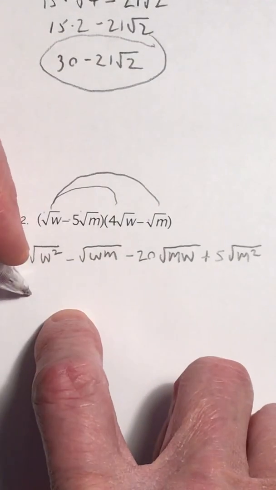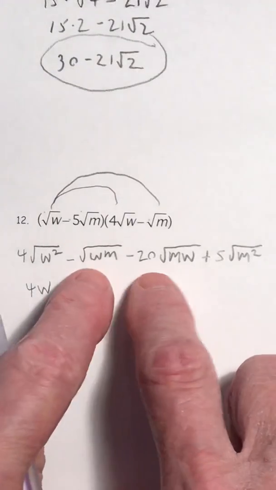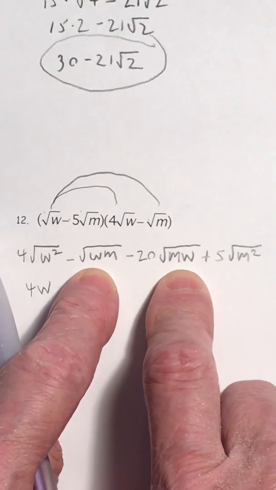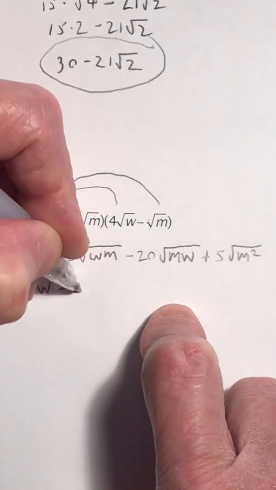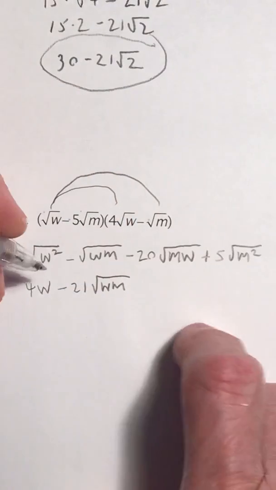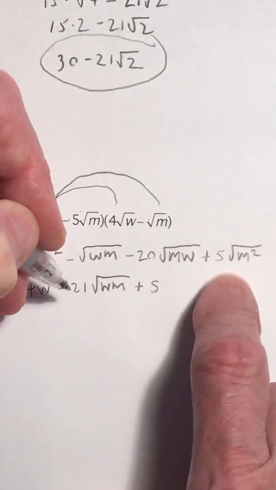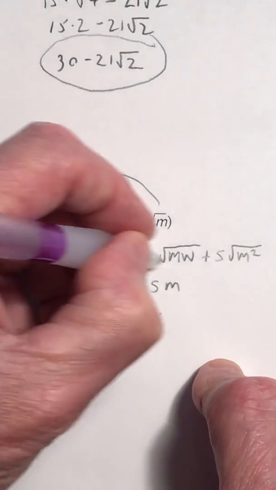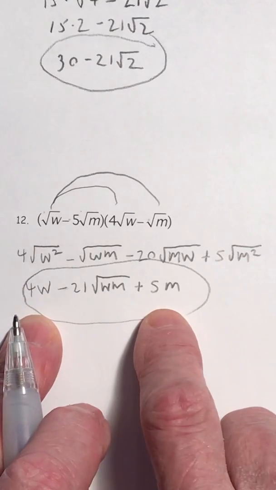Square root of w squared would just be w. And in the middle here, the wm and mw are the same thing. It's multiplication, so backwards is okay. We have minus 1 of those, minus 20 of those, so we have minus 21 root wm, or root mw, whatever you prefer. And at the end here, we have plus 5. Square root of m squared is m. So this is as far as it goes. No like terms now. 4w minus 21 square root wm plus 5m.